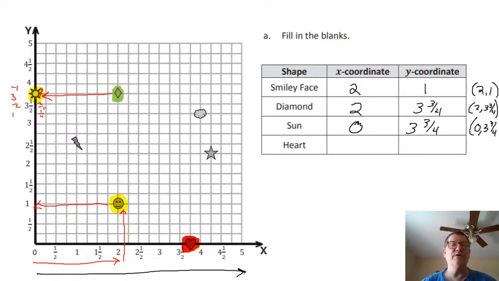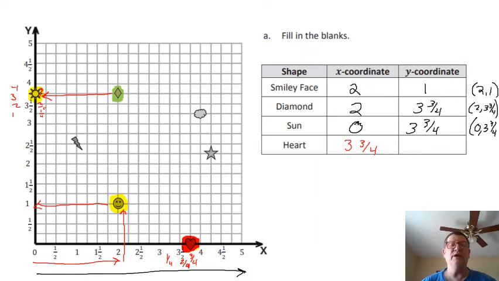How far over did it come on the x-axis? Well, we already know our grids are in quarters. So if I start at 3, I know that's 1 quarter, 2 quarters, and this one here is 3 quarters. So it's going to be 3 and 3 quarters.